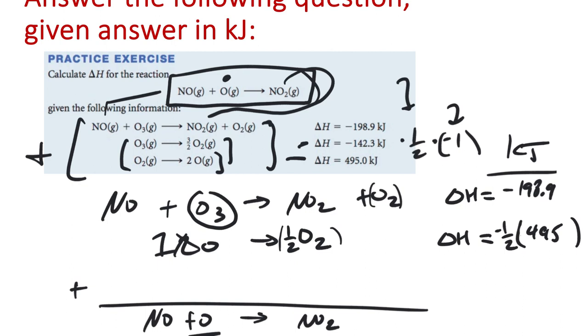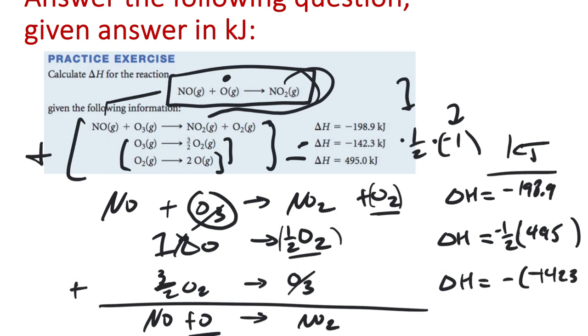And so I'm going to want to flip that reaction as well, because I want the 3/2 O2 over here to cancel out with the 3/2 O2 that's on the product side right now. And then I want the O3 to be on the product side so it cancels out with the O3 on the reactant side. So if we have O3 on the reactant side and it's not in the reaction, then I need an O3 on the product side. And so then I've flipped the middle reaction. So it'd be minus 142.3.